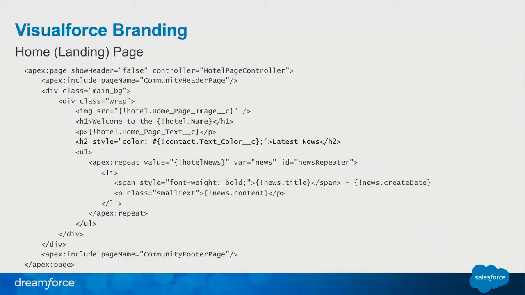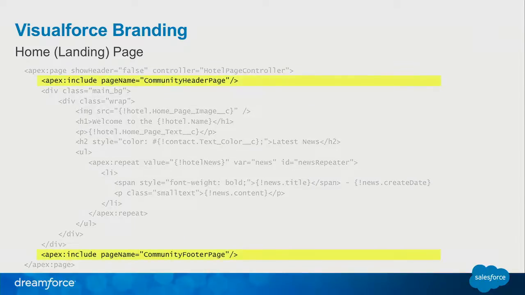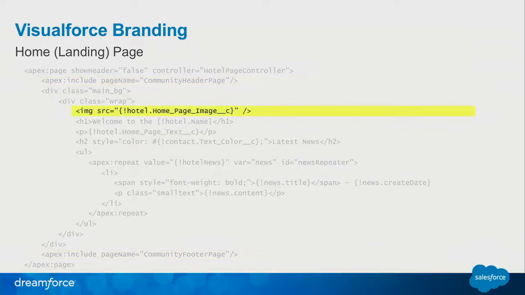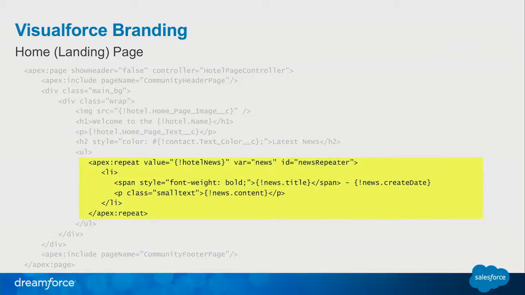So now looking at the landing page here, we want to do an include on the header and the footer, like I mentioned. And then we're going to put an image. You saw the image there on those screenshots on the left that was particular for each hotel. So we're going to load in their homepage image from the hotel record, set the text color there, and then loop over the news items. So we have those news articles that were listed there. Just do an Apex repeat tag and loop over those and display them out there.